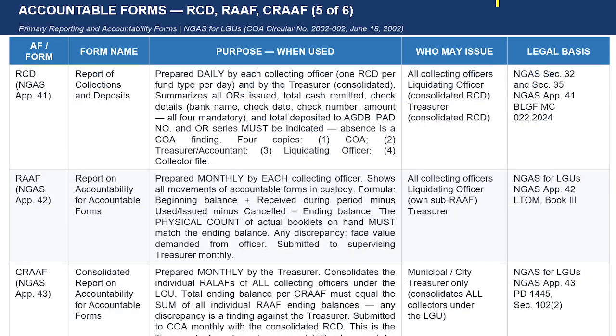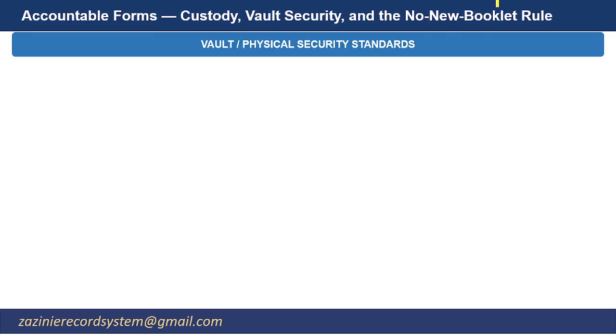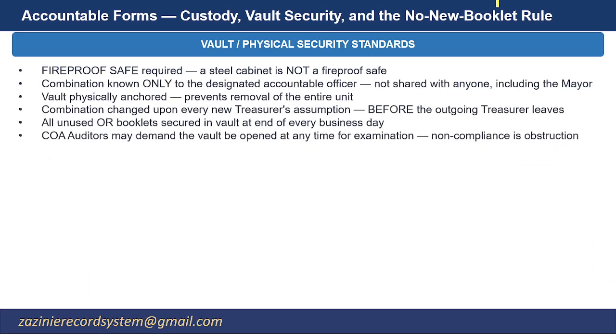Special attention on the physical custody of accountable forms. Vault security is often the first thing an auditor examines. You need a genuinely fireproof safe. An ordinary steel cabinet does not satisfy this requirement. The combination is known only to the designated accountable officer, never shared with anyone, not even the mayor. The vault must be physically anchored so it cannot be carried away. The combination must be changed at every change of treasurer, before the outgoing officer leaves.